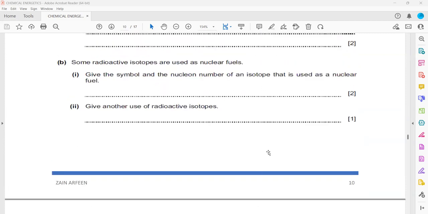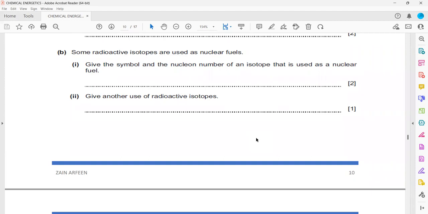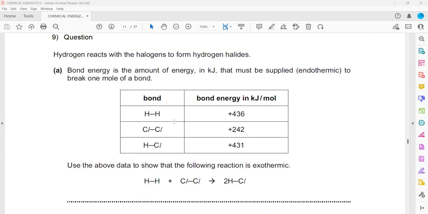Actually, uranium 238 is not a nuclear fuel. 235 is specifically a nuclear fuel. So you should write: one mark is for the uranium symbol U, and the second mark is for 235. If you write 238, you will score 1 mark out of 2.